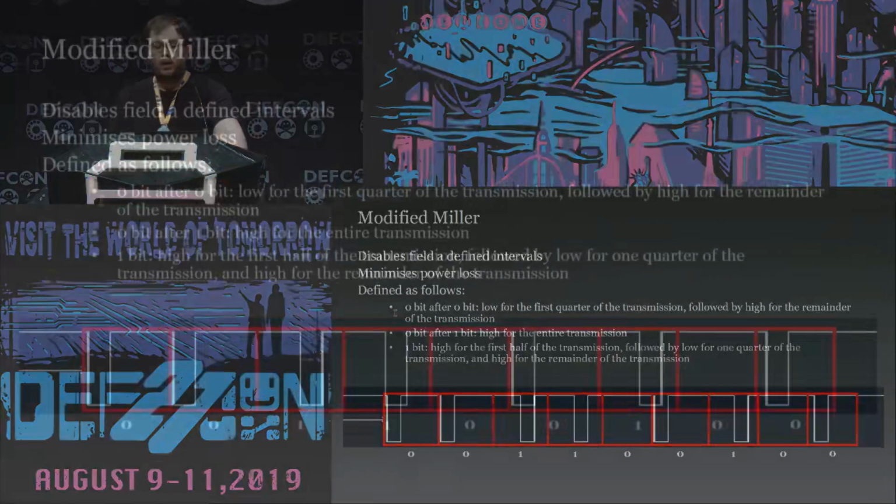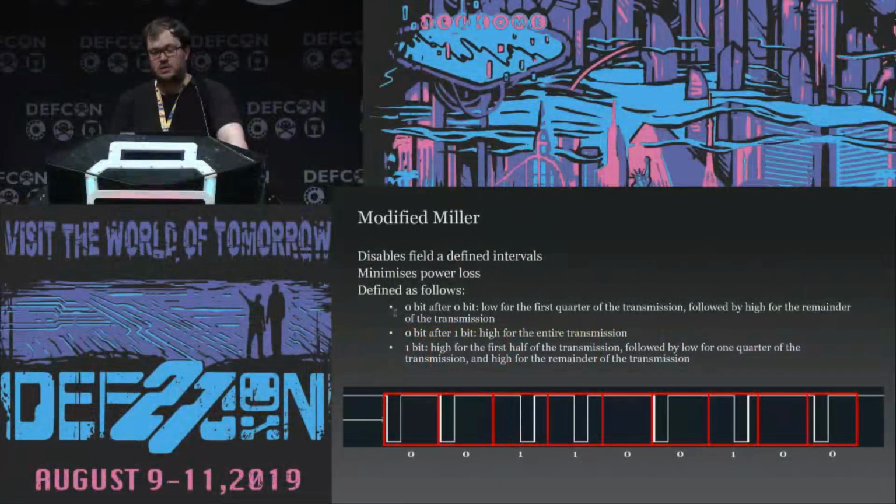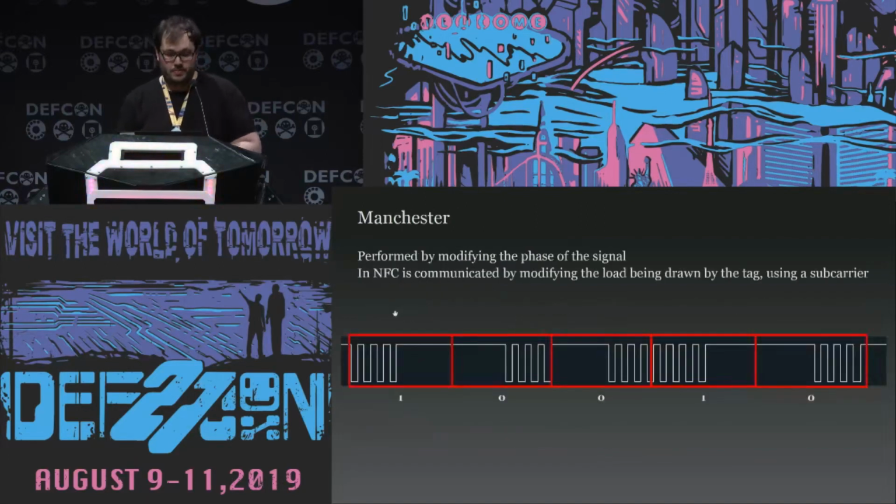So modified Miller coding basically minimizes the power loss. It has a very strange protocol, basically. 0 after 0 bit means that it's low for the first quarter of the transmission and then high again. 0 after 1 bit, high for the entire transmission. And 1 bit is high for the first half of the transmission, followed by a low for 1/4 of the transmission, and high again. Basically, this is done so that, no matter what the communication is, there is not a large gap between the off sections of the communication, in order to prevent glitches or problems with the power as it goes along, as these can cause problems with the readout protection.